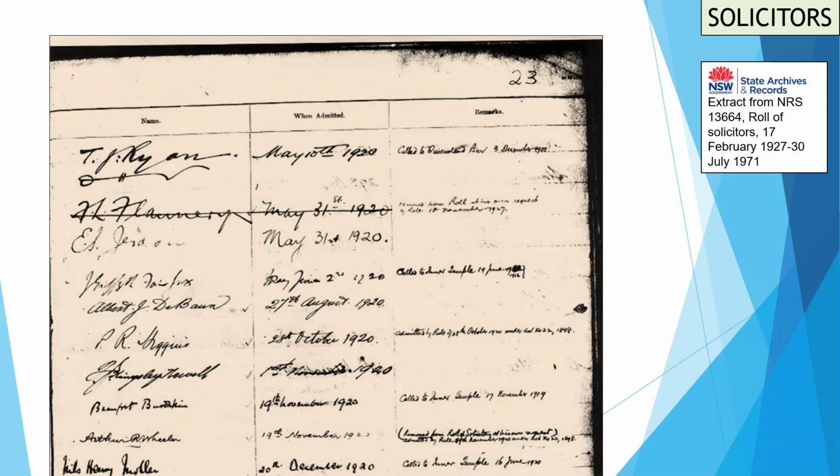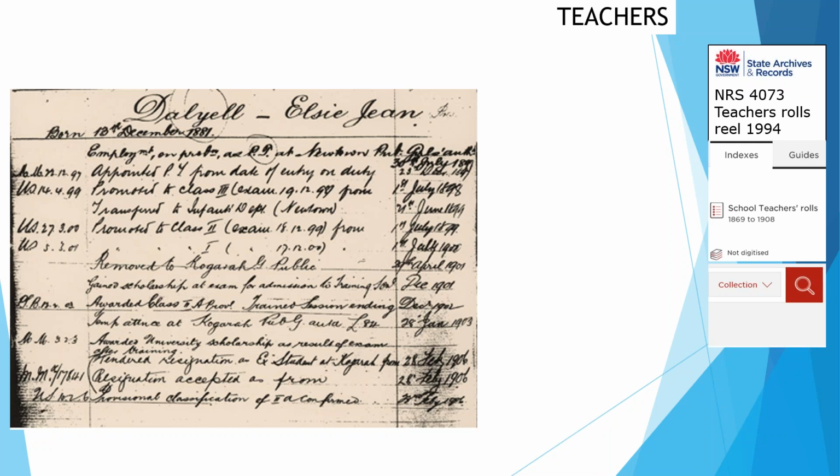Now this is a listing for a roll of solicitors from NRS 13664, and it's very similar information to what you've seen before. So by this time I'm thinking my audience is very experienced. Teachers are listed here under teacher rolls for the earlier period, 1869 to 1908, which is available in indexes online. And as you can see, just like the railways, it'll give you a series of listings of different movements.